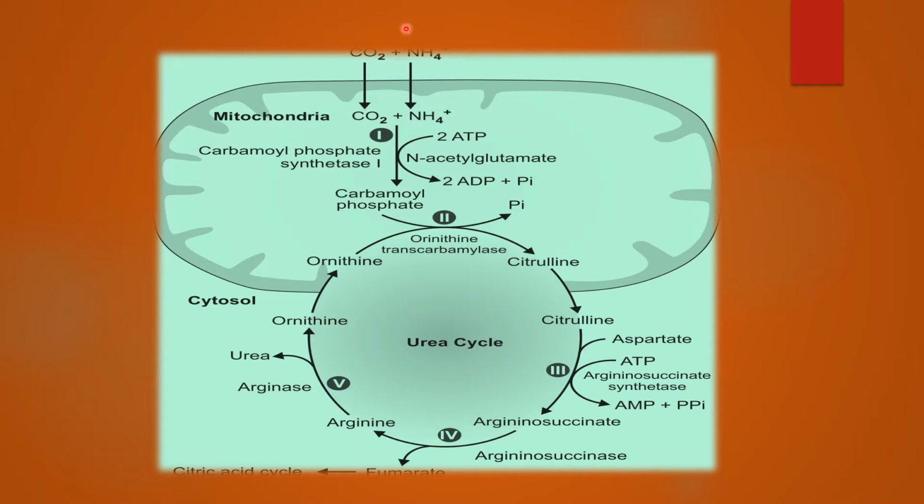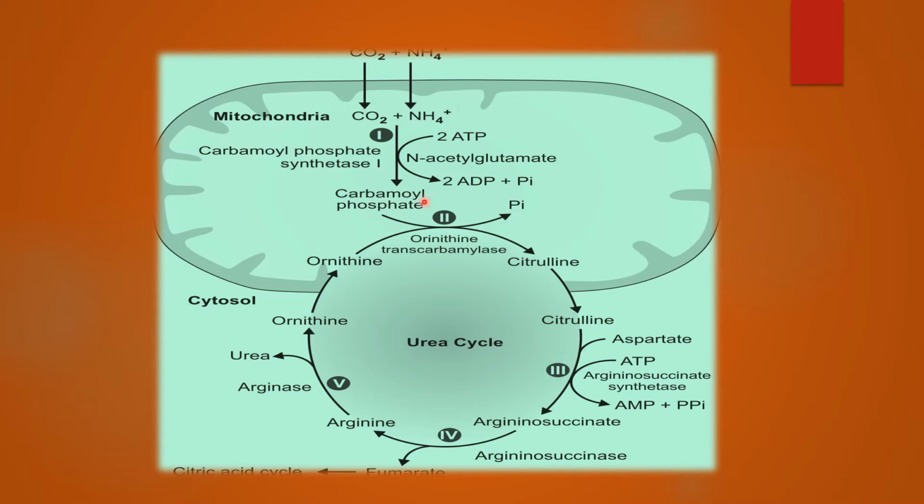Plus ammonia is derived from the oxidative deamination of glutamate, and both of these condense in the presence of the enzyme carbamoyl phosphate synthetase 1 to form carbamoyl phosphate. This reaction is activated by N-acetyl glutamate. N-acetyl glutamate, or NAG, is the allosteric activator of this enzyme, carbamoyl phosphate synthetase.